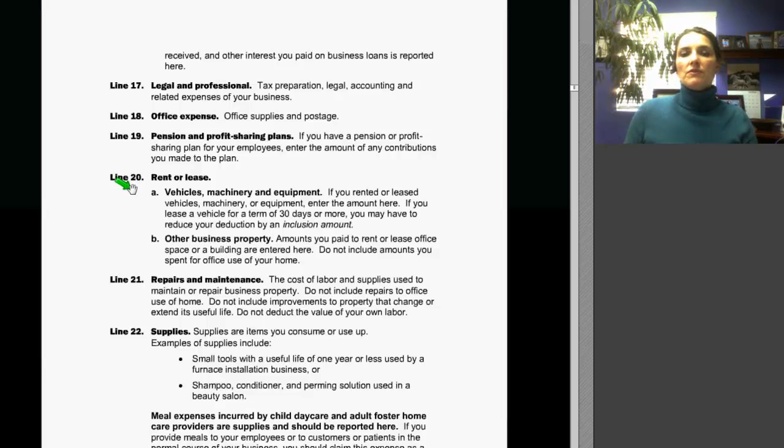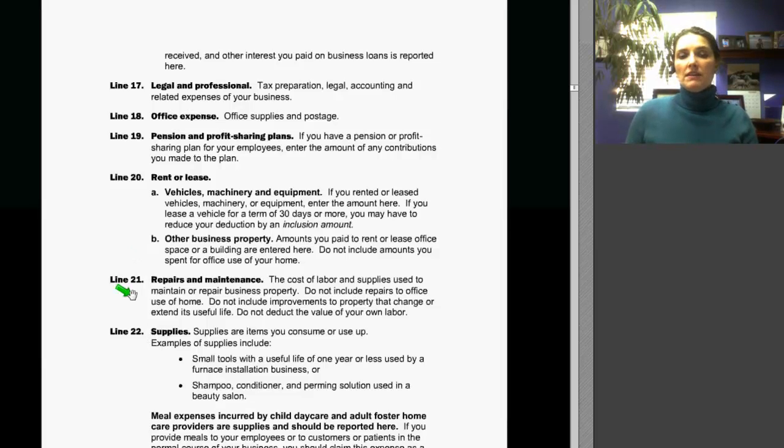If you lease a vehicle for a term of 30 days or more, you may have to reduce your deduction by an inclusion amount. B, other business property. Amounts you pay to rent or lease office space or a building are entered here. Do not include amounts you spent for office use of your home on line 20B. I should point out as well that if you are renting space for your business from an individual and you paid more than $600 of rent to that individual during the year, then you should be issuing that individual a 1099 miscellaneous and reporting the amount you paid in box 1 as rents paid.